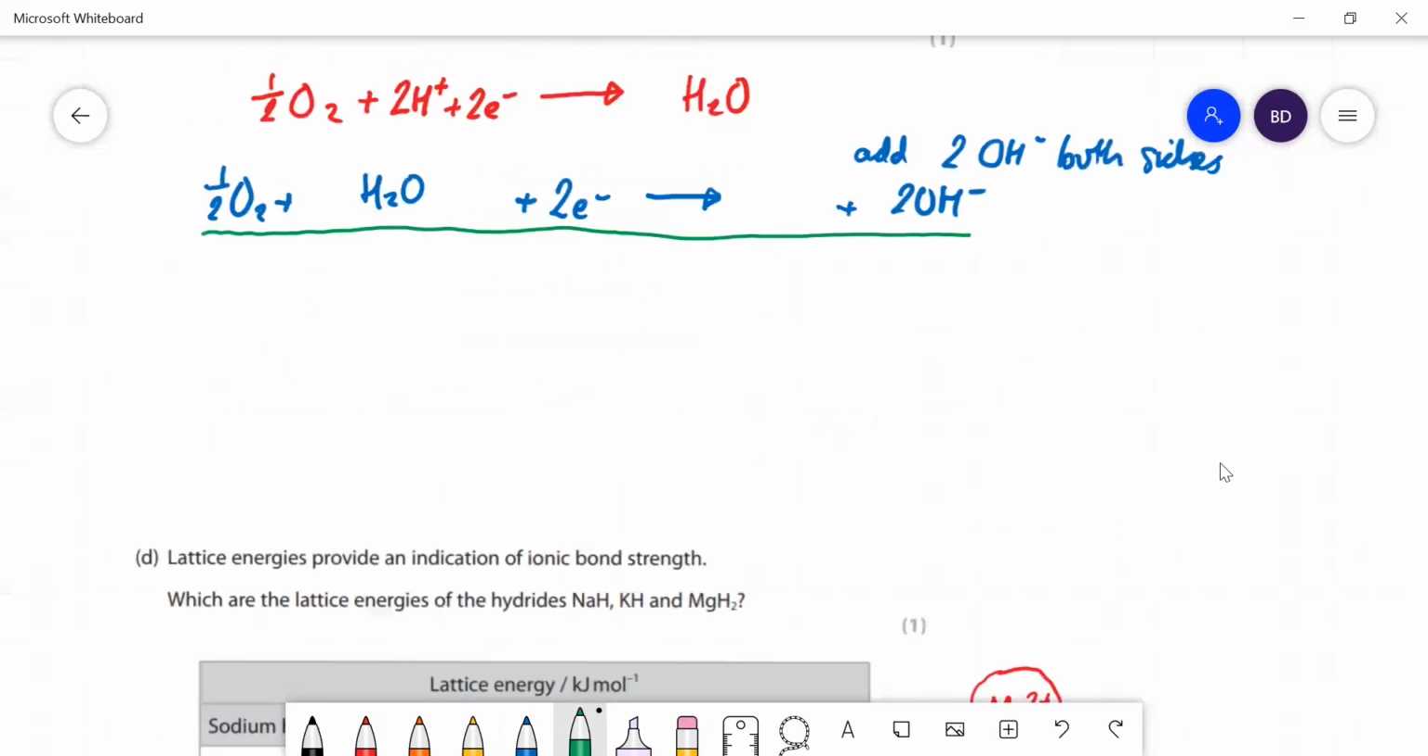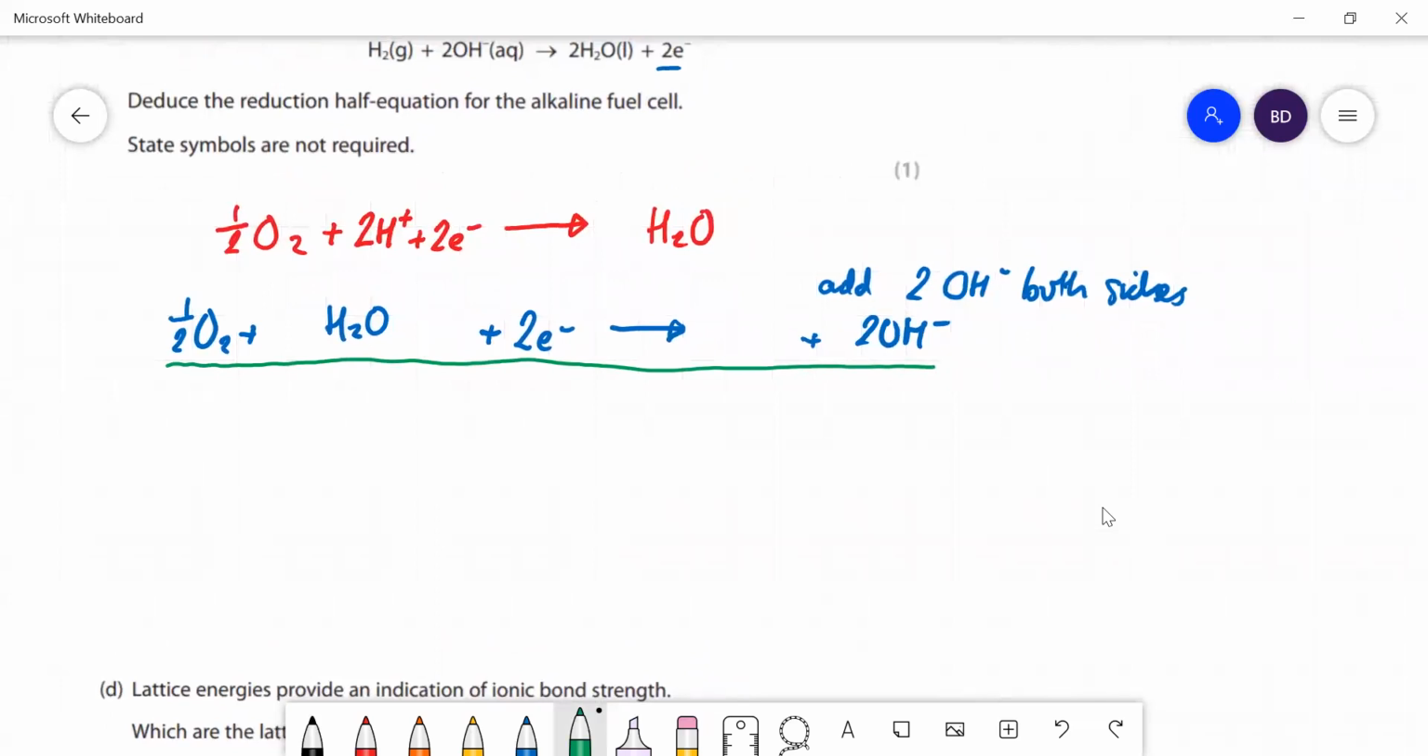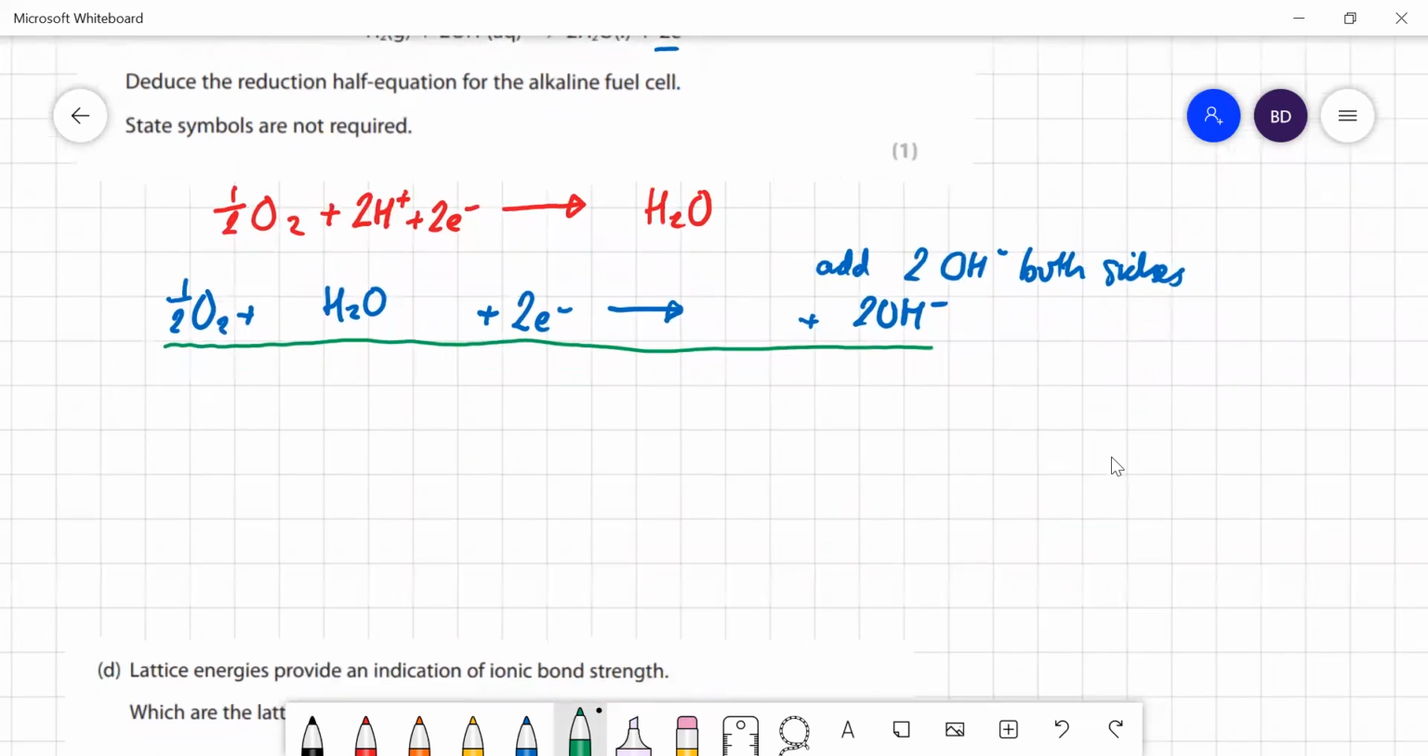Whenever you want to convert half equations from acid into alkaline conditions, I usually write them out as they would be in acid conditions first. That's easier. And then get rid of the H pluses by adding the appropriate number of OH minuses.